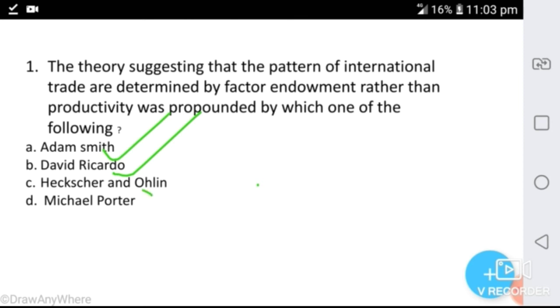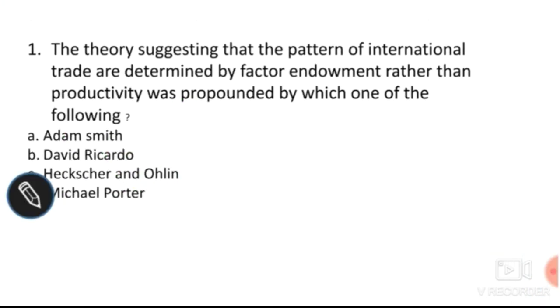Michael Porter proposed the theory of competitive advantage in 1985. This theory analyzes the reason for a nation's success in a particular industry. It is based on four attributes: factor endowment, demand condition, related and supporting industries, and firm strategy and structure. So here the factor endowment is related to Heckscher and Ohlin. Option C is the correct answer.